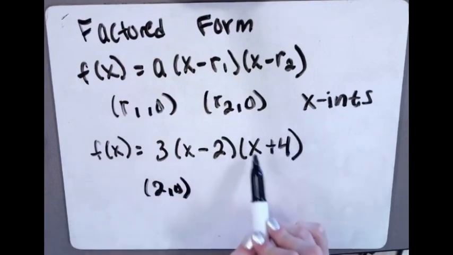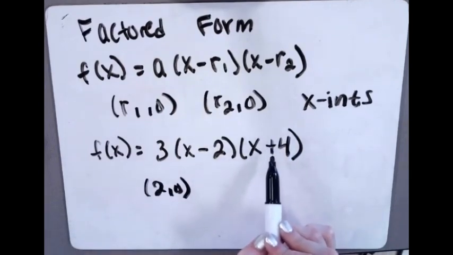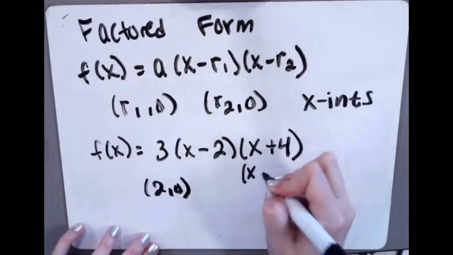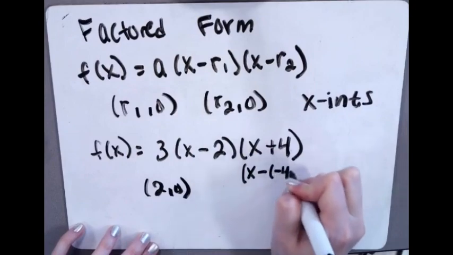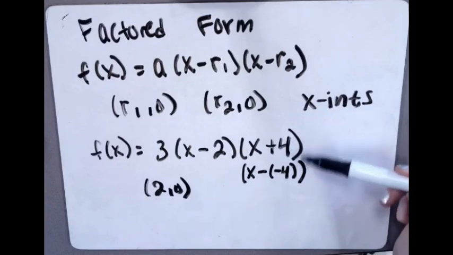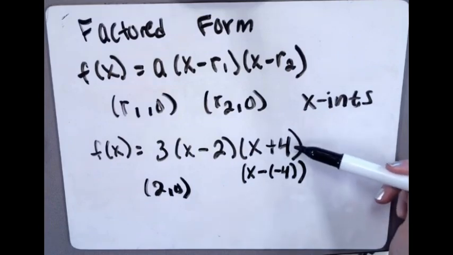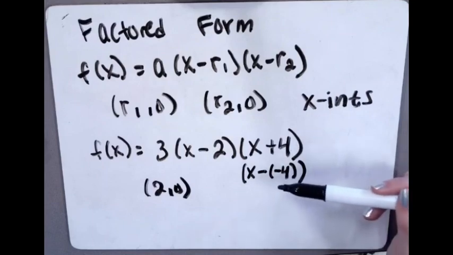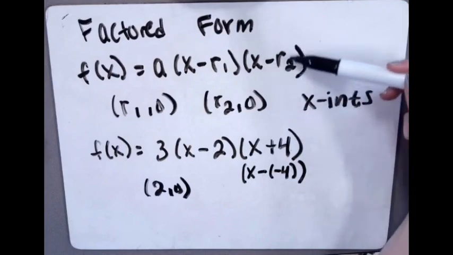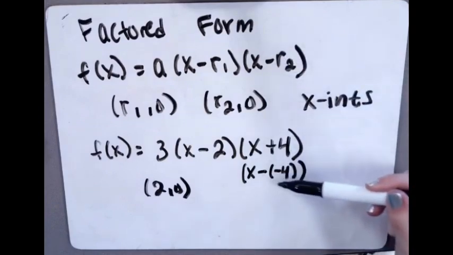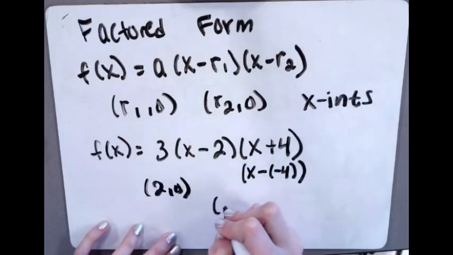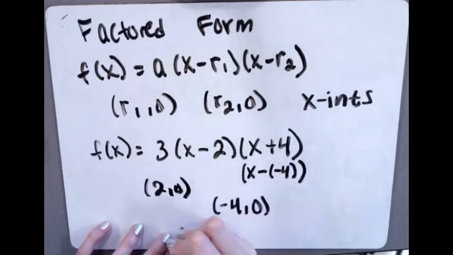Now, this parentheses is a little more tricky because I don't see a minus sign. I only see a plus sign. Well, let's rewrite x plus 4 as x minus negative 4. These are two different ways to write the same thing. Saying x plus 4 is the same thing as saying x minus negative 4. So again, we want to look for what's being subtracted in parentheses. So what's being subtracted here is negative 4. So the other x-intercept is (negative 4, 0).